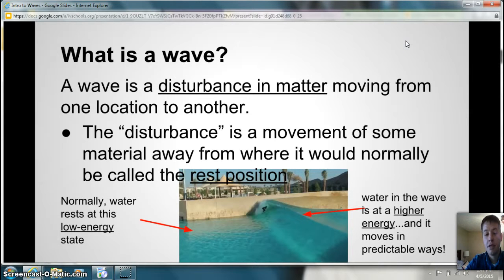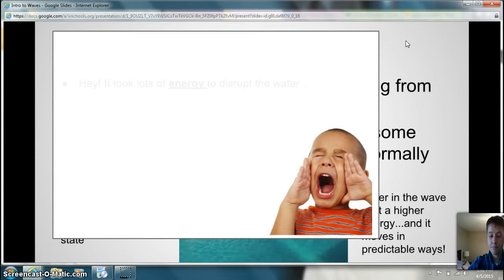Water in the wave is actually at the highest energy possible. And these waves, they move in predictable ways. And so we can actually discover laws about nature and how these waves move. And that's a little bit of what today's about. We can't forget that it took energy to make the original disturbance or the original disruption of the water. If you've ever been to a wave park, it takes time for them to build up enough energy to produce another wave. So we have that energy.